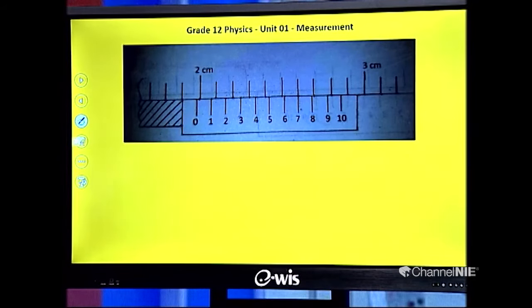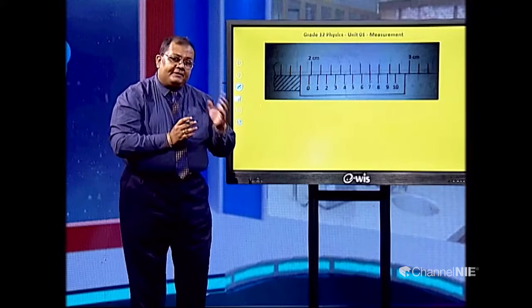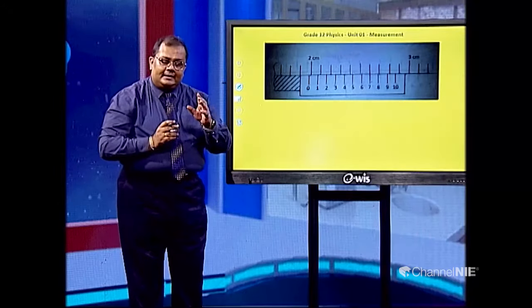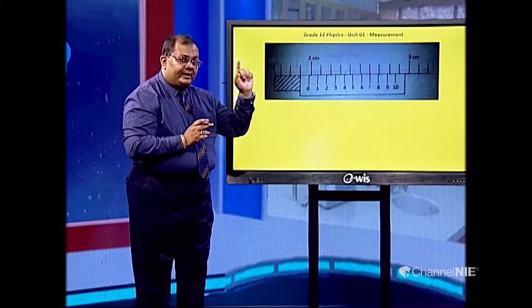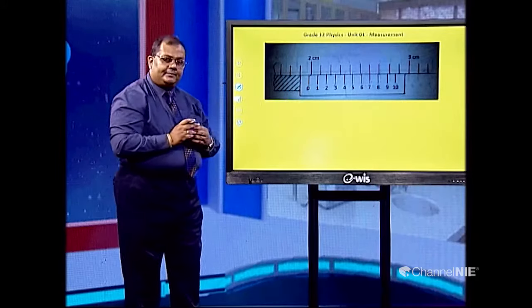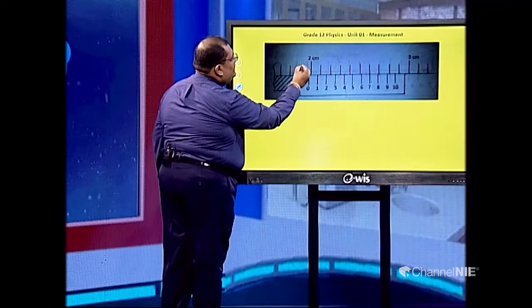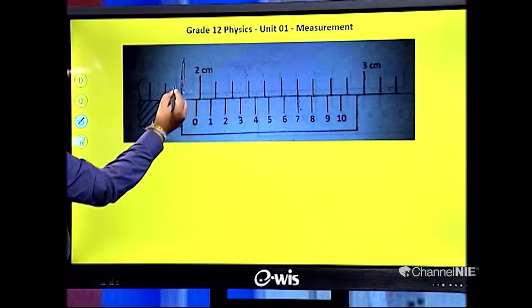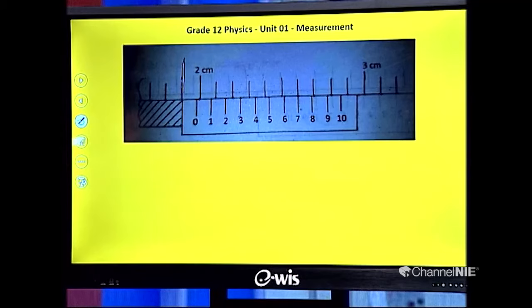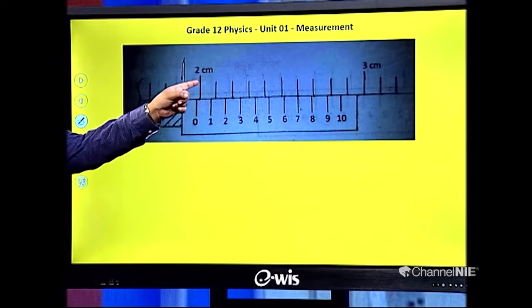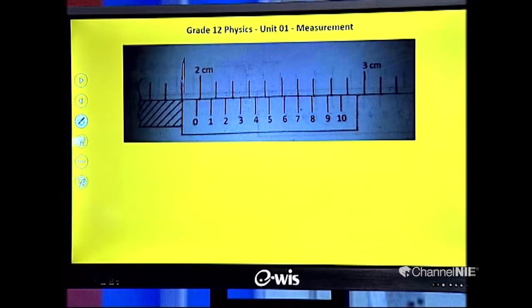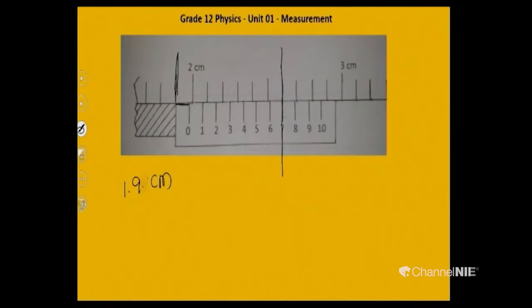First, find the line in the main scale where it is just before the zero of the vernier. How much is that value? 1.9 centimeters. Because here it is 2 centimeters, you can see this should be 1.9 centimeters. This is a direct reading.